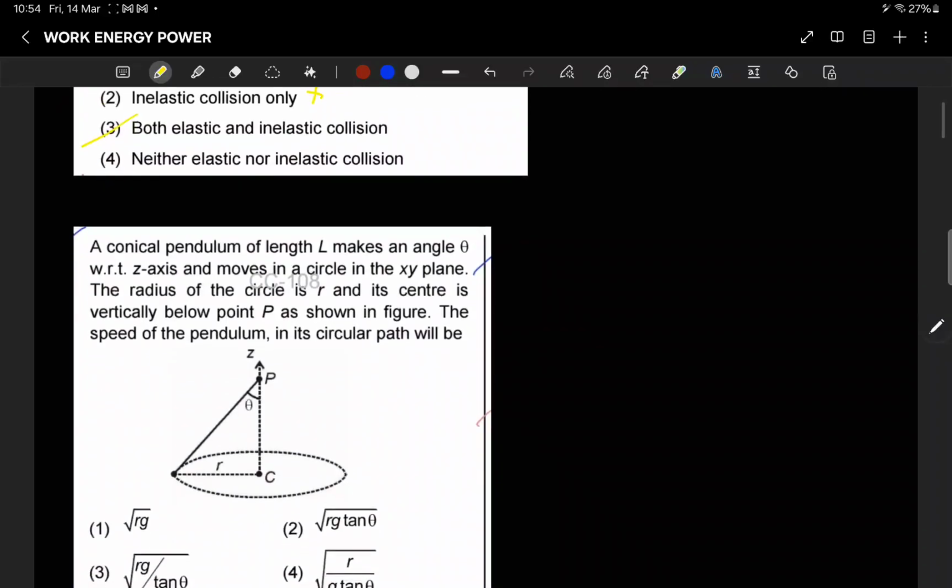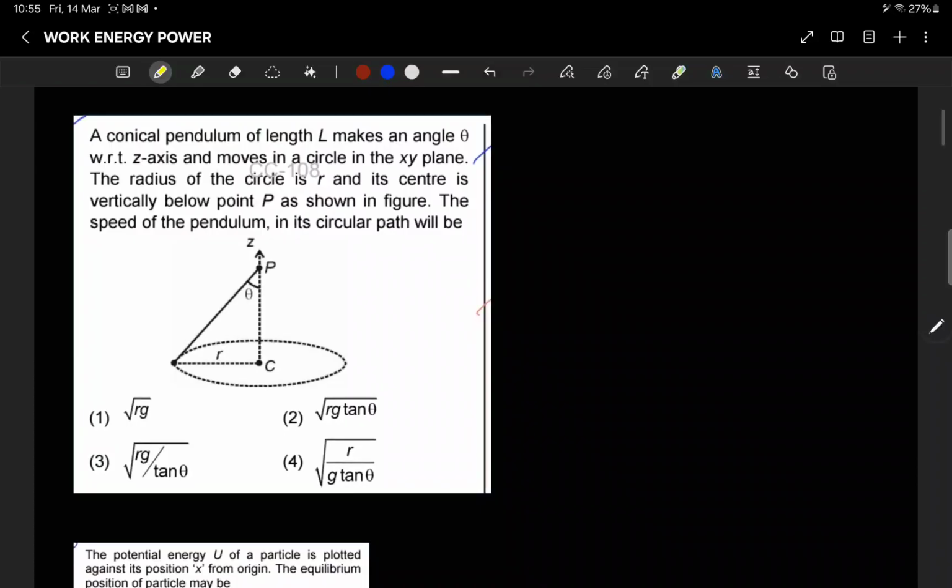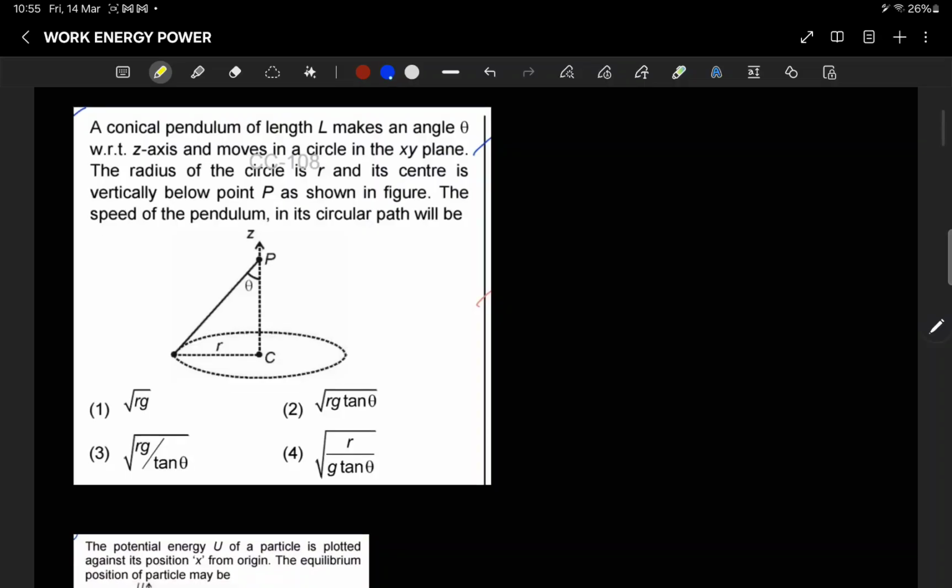Next question, students. A conical pendulum of length L makes an angle theta with respect to the z axis, as given in the diagram, and moves in a circle in the xy plane. The radius of the circle is r and its center is vertically below the point P as shown in the diagram. The speed of the pendulum in the circular path? Listen, students. At this position, how many forces act on the pendulum bob? Weight mg acts vertically downward. Tension force T acts in this direction. The angle theta is with respect to the vertical.